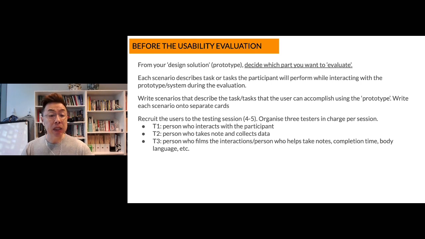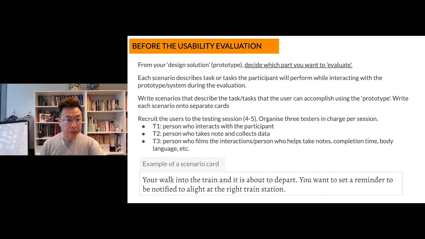Tester 2 is the tester who will be in the same room, sometimes in a one-way mirror room, but that person will be taking notes and collecting data about what's going on. And the third person, T3, also doesn't interact, like T2, but would basically be filming or helping T2 to take notes and also look at the completion time of the task and maybe even observe things like body language.